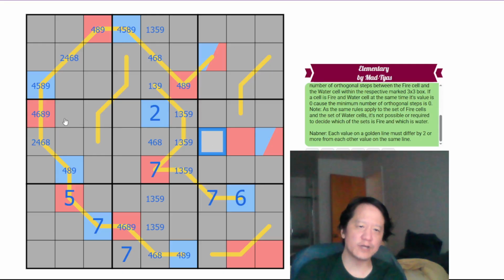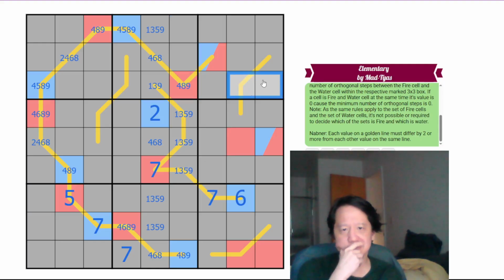So 7 would have to be one of these two. 7 would have to be one of those two. 7 would be one of these two, so 7 would have to be one of those two there.